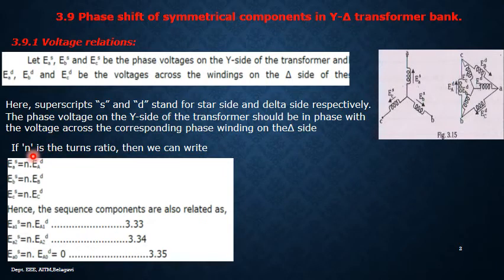If N is the turns ratio of the transformer, then with the help of the turns ratio we can represent the relation between the star and delta sides by these equations. The voltage referred to the star side will be equal to the number of turns times the voltage referred to the delta side, respectively for each of the phases A, B and C. These are the three phases we have in case of star, A, B and C, and in case of delta we have similar three phases A, B, C.